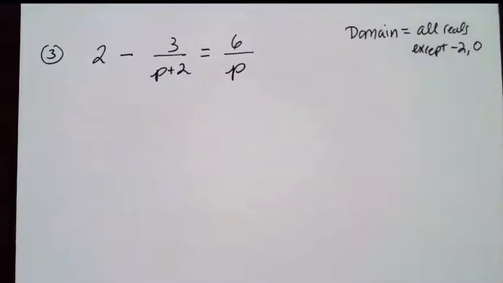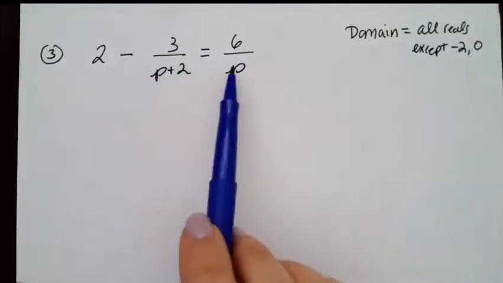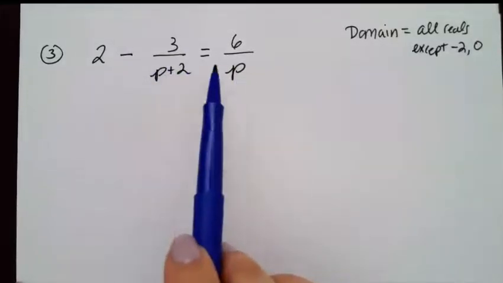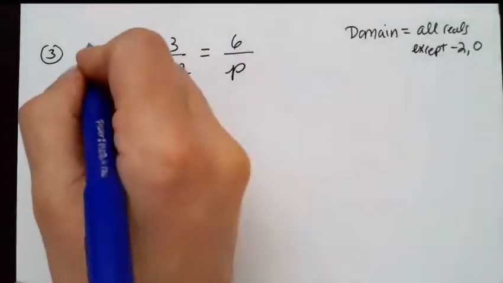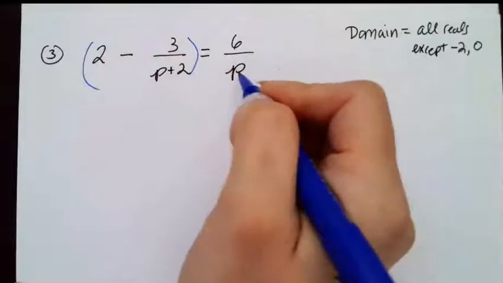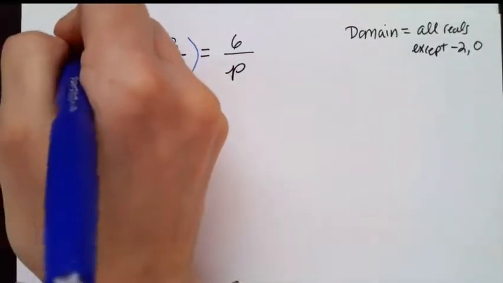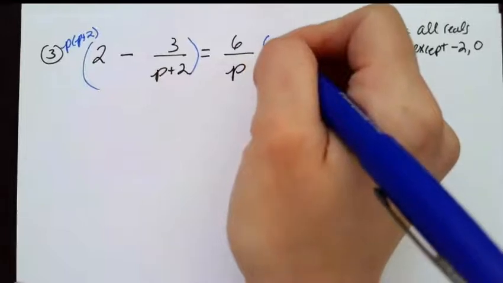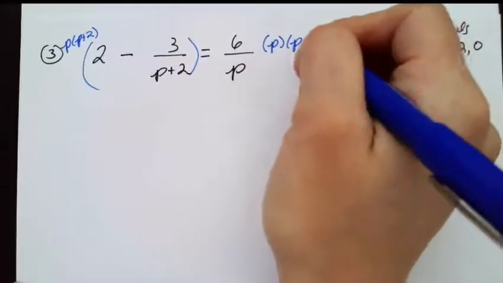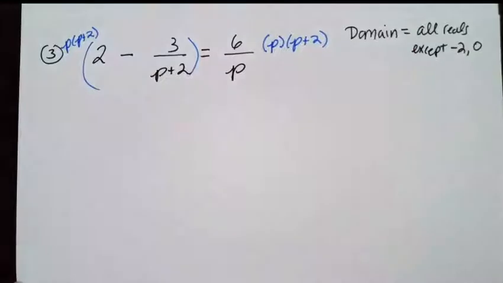All right, so let's use the least common multiple or least common denominator to clear out the fractions. Our least common denominator has to have the product of all of the different factors of all the denominators. So in this case, our LCD would be p plus 2 times p. So I'm multiplying every single term on both sides of the equation times p plus 2. When I do that, things will cancel.